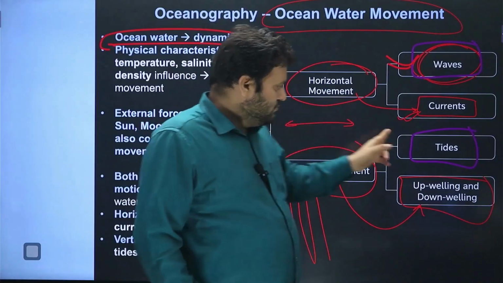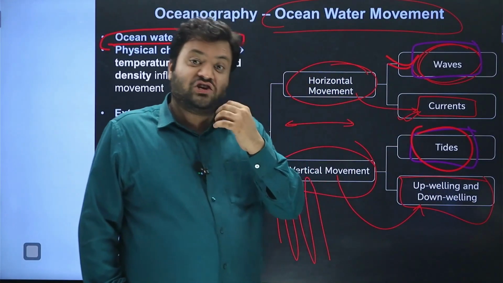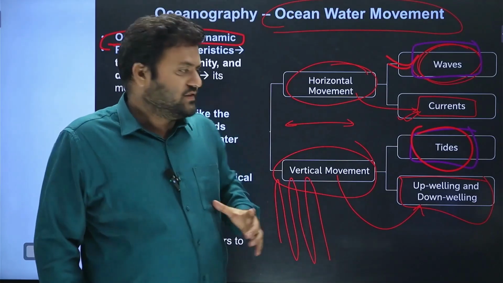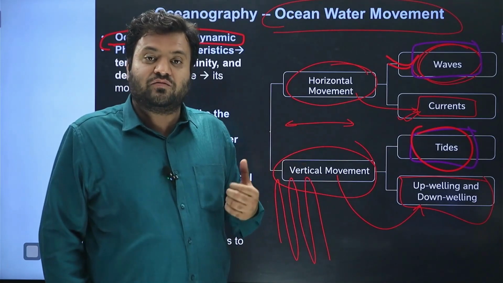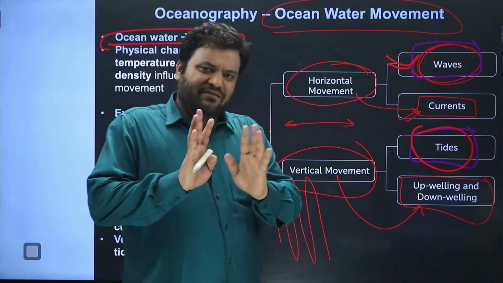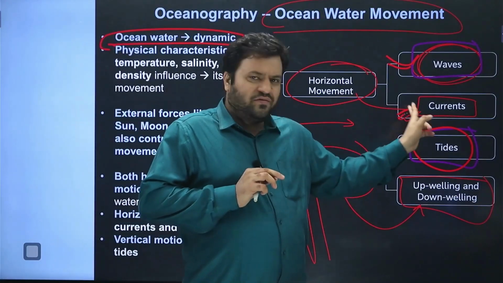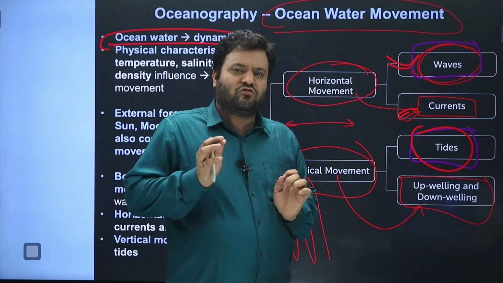Then we have tides. These tides are actually the result of gravitational pull of celestial bodies. It is basically the result of gravitational pull of sun, moon, and yes, as a result of earth rotation. So we have different factors here. Unlike currents, we have pure climatological, pure geographical concepts.